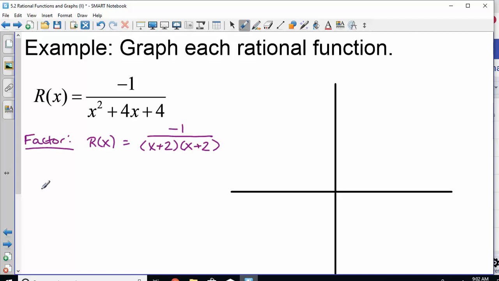Step 2 is to cancel anything that happens to drop out. Do I have anything that reduces? No. So we just skip that and we move on. We need our intercepts.